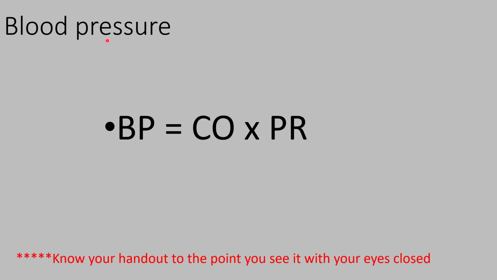So here is what I just mentioned. Blood pressure is equal to cardiac output times peripheral resistance. We are going to reference our blood pressure chart, and it is extremely important to know this chart. I say know it so that you can see it with your eyes closed. That might be a little bit of an exaggeration, but you do need to very, very strongly know everything that's on that chart.